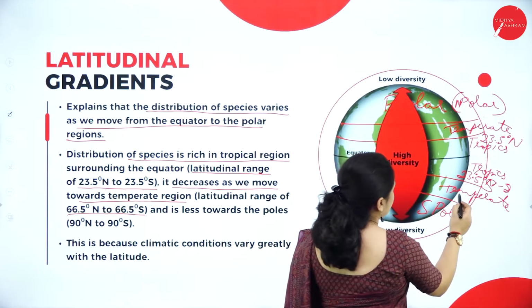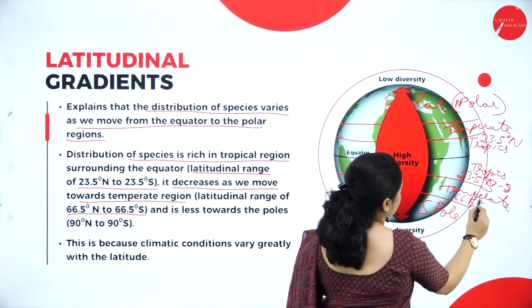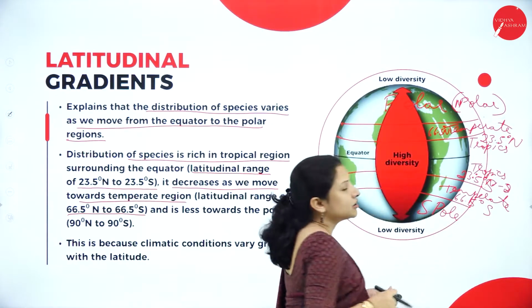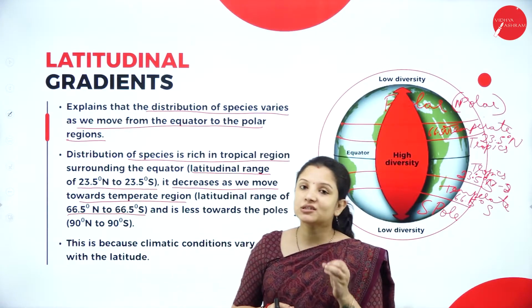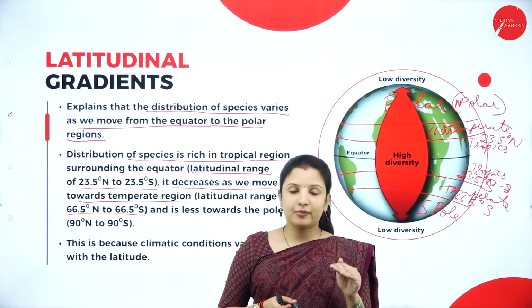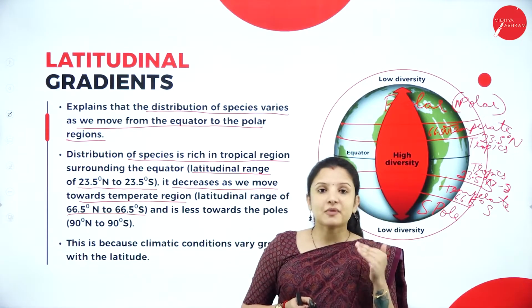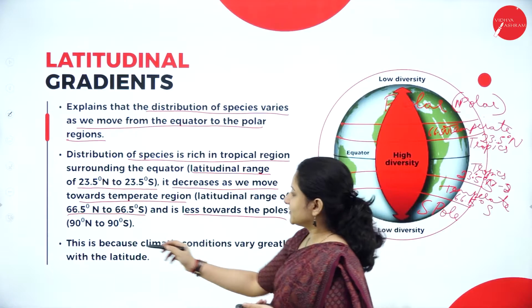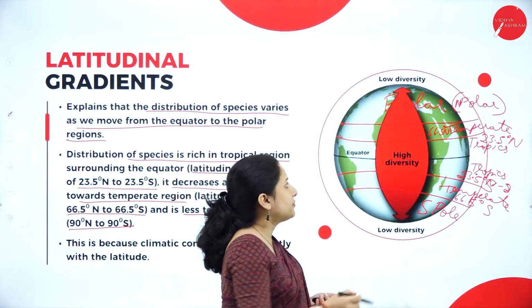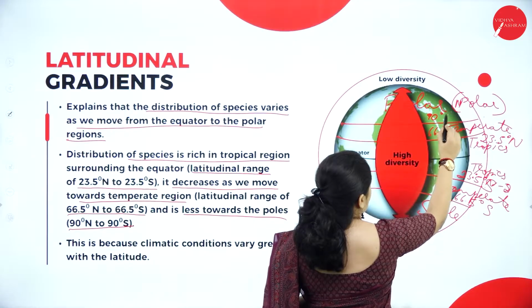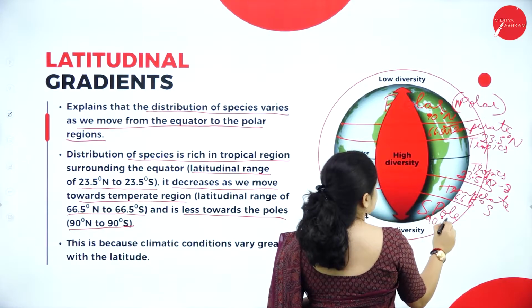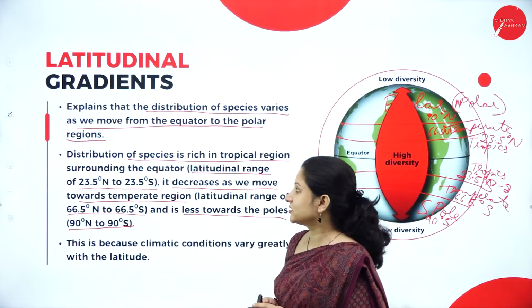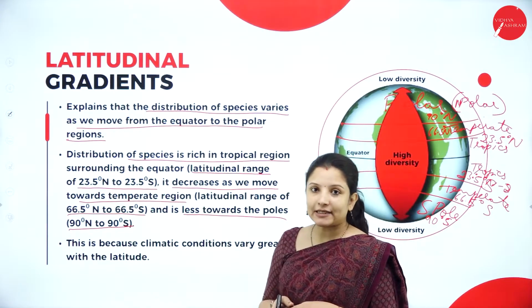So here we have the temperate region, 66.5 degree south to 66.5 degree north. So there, when compared to the tropics, species distribution is also there, but the number of species tends to vary and it is much lesser when compared to the tropical region, and less towards the poles, that is 90 degree north to 90 degree south. So in the polar region, the species distribution is very minimal. So, this is what is said in the latitudinal gradient.